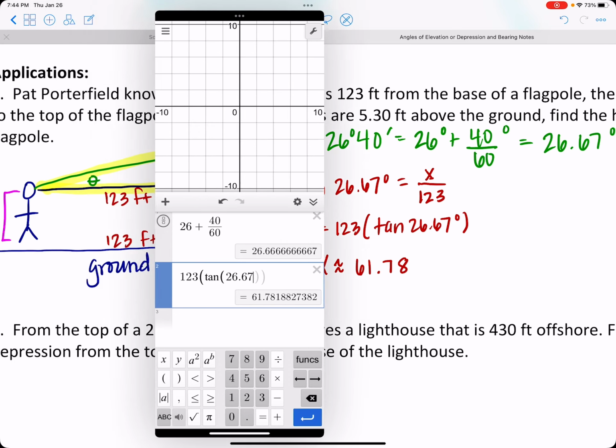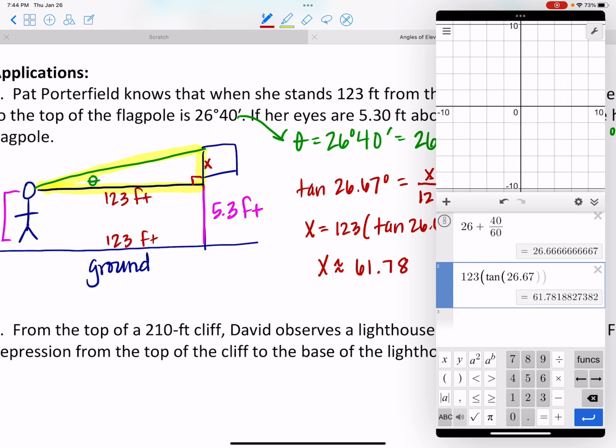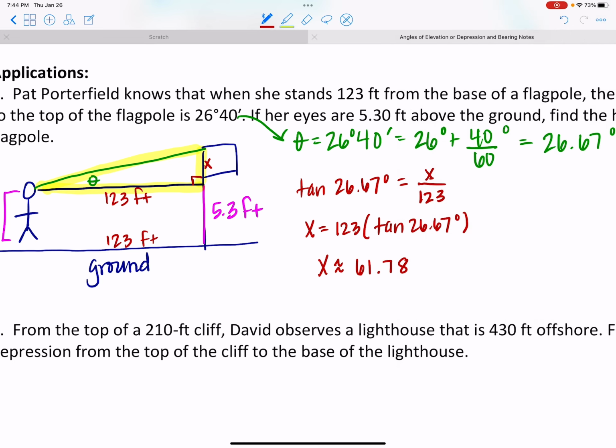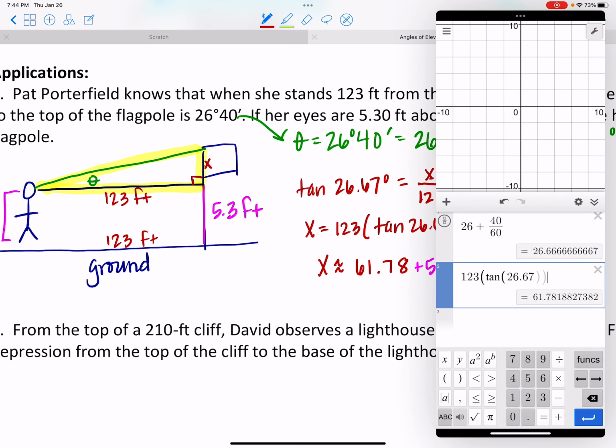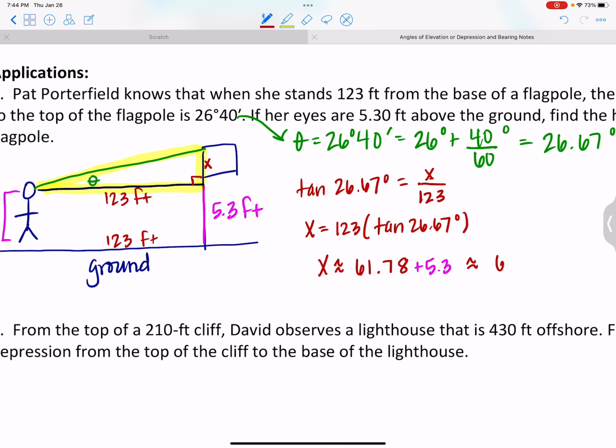Now remember that distance that we found there, x, that's just the top portion of the flagpole from our picture. We still have to add on the 5.3 feet from the ground to Pat's eyes, and so that's going to get us our total measurement. So let me go back to my calculator here and add on the 5.3, and we're looking at about 67.1-ish feet. And even if you rounded to 67, I would be totally okay with that answer. Okay, so about a 67-foot flagpole.